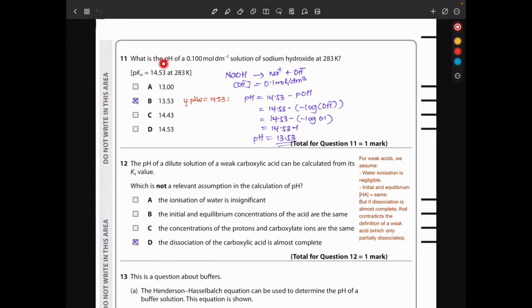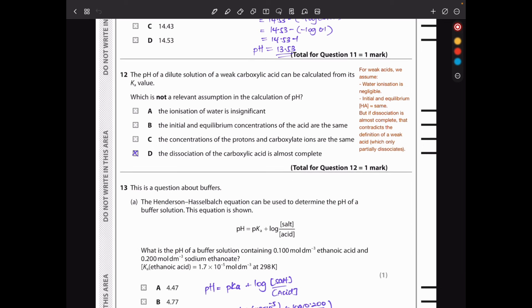In question 11, what is the pH of a 0.1 mole per decimeter cubed solution of sodium hydroxide? Now, when sodium hydroxide ionizes, it releases 100% of all the OH, meaning the sodium hydroxide concentration equals the hydroxide concentration. And so in this case, the concentration of hydroxide is that, and pH will equal the pKw, which is given here, minus pOH. And pOH is going to be negative log of that. So 14.53 minus negative log of 0.1 gives us 14.53 minus 1. And the answer is 13.53, which is B.